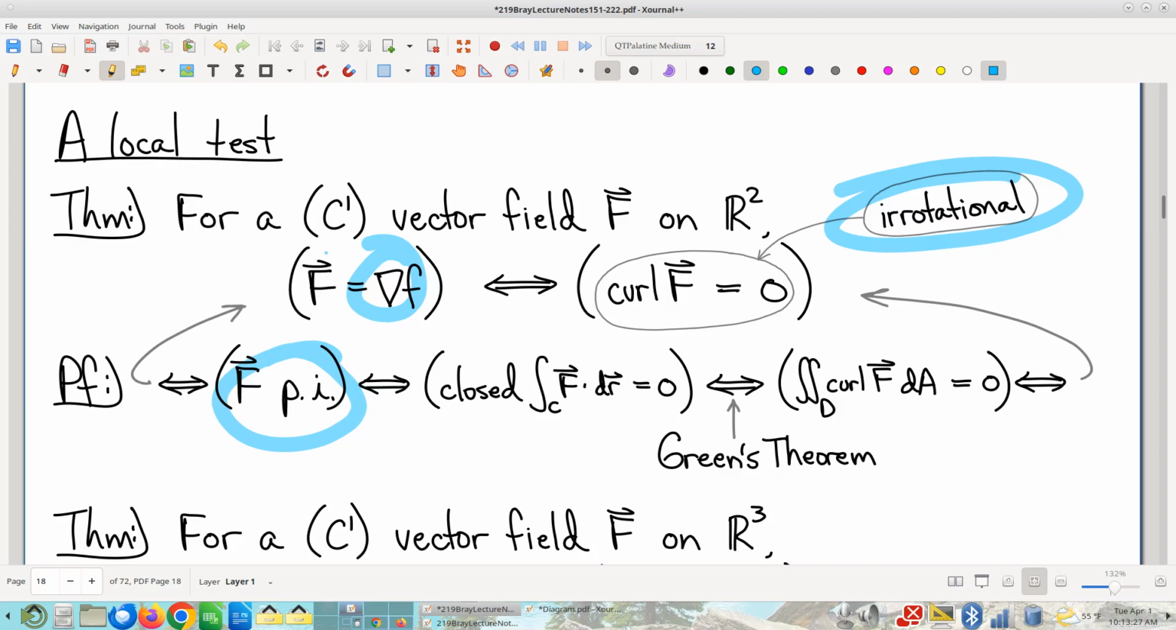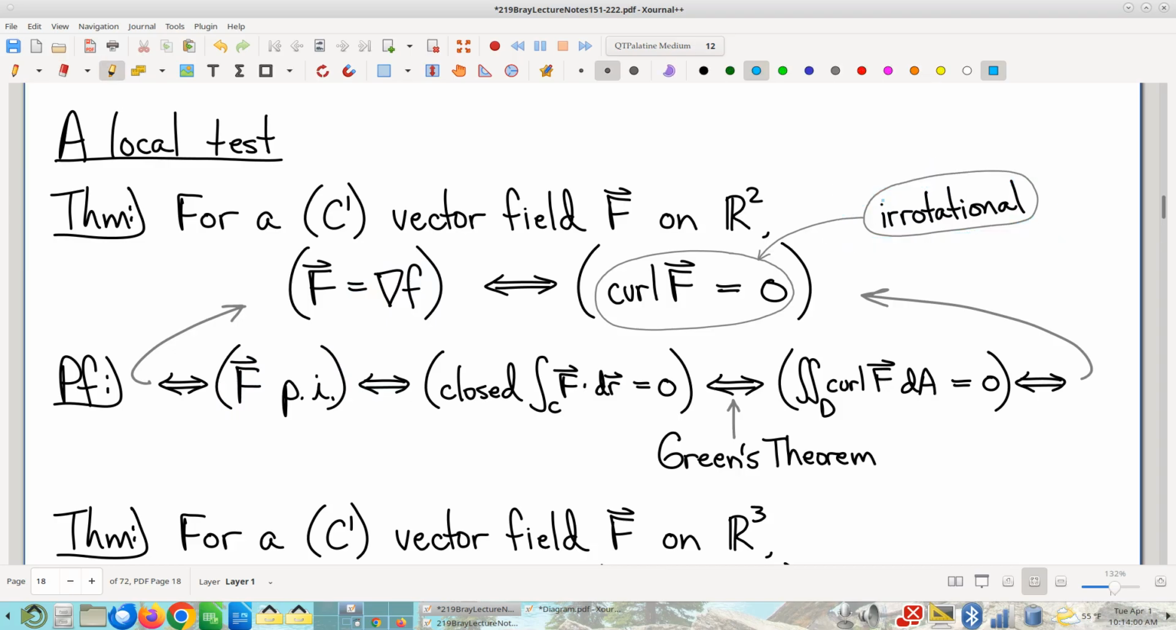And by the way, sometimes we will call these conservative, right? And that's the more common term. You're probably going to hear the word conservative more often. It just means path independent, aka a gradient, aka irrotational, assuming the regularity. So anyway, I tend not to use the word conservative. I like to say gradient or path independent, depending on which of these conditions I'm actually interested in at the time.